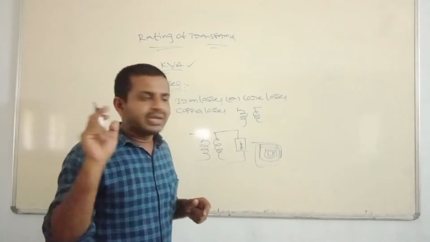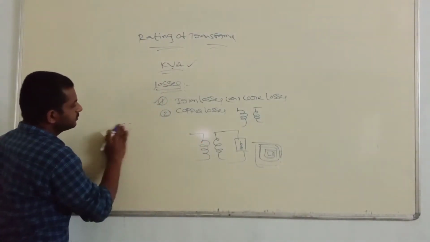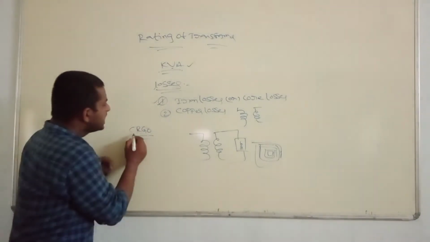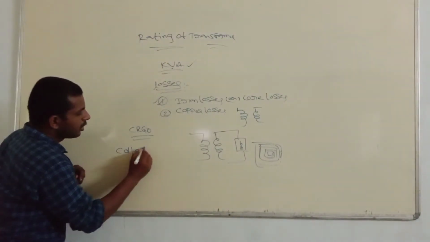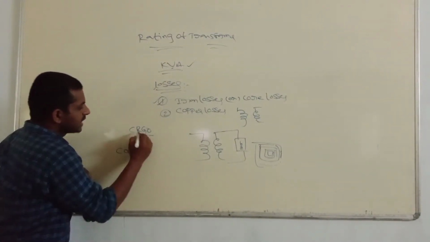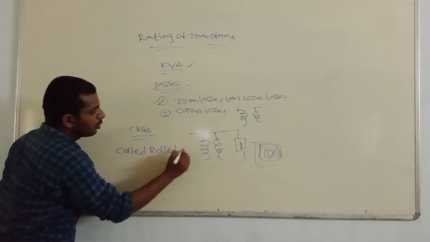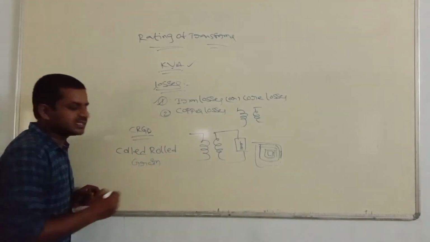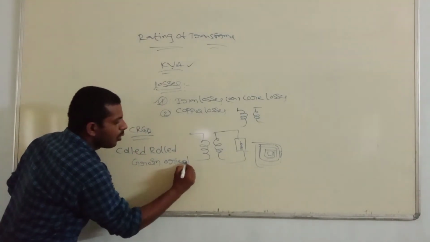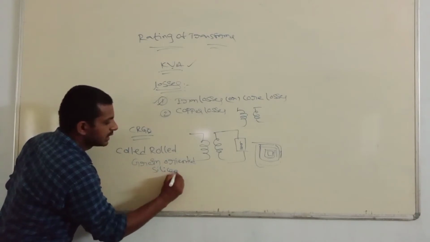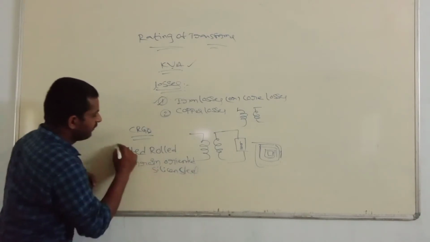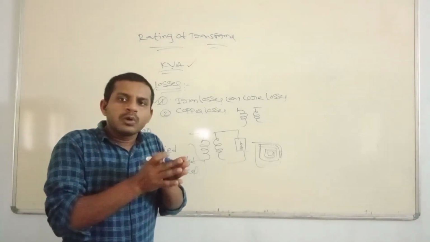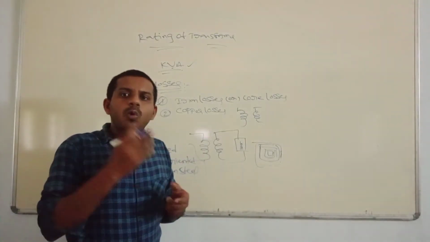CRGO material is very important. CRGO means: C means cold, R means rolled, cold rolled. G means grain, O means oriented. Silicon steel. With the help of this material we can properly laminate one plate to another across the entire core of the transformer.